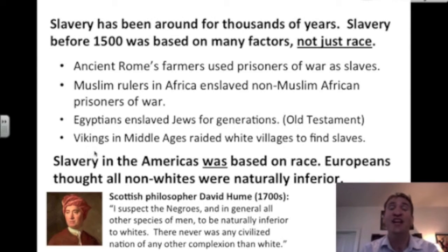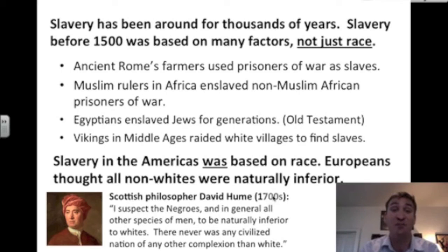Slavery, however, in the Americas in the 1500s and onward was based on race. And Europeans thought that all non-whites were in some way naturally inferior. Inferior means lower. And there was a man named David Hume, who was a philosopher from Scotland in the 1700s. Many people of the day read his work. And this is what he said about race. And many people latched onto his opinion.